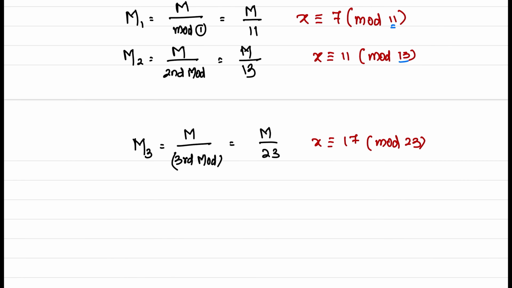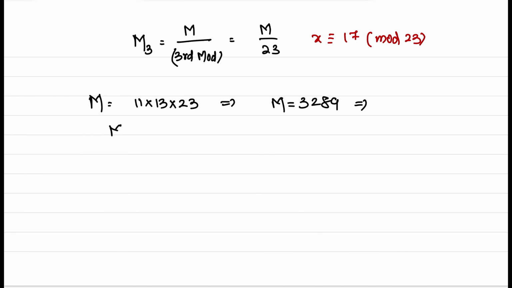Now, here we know the value of M. M is equal to first mod into second mod into third mod. That is overall modulus, 11 into 13 into 23. That implies M is equal to 3289. That implies, what are the values of M1? M1 is equal to 3289 by 11. 3289 by 11 is how much? 299.